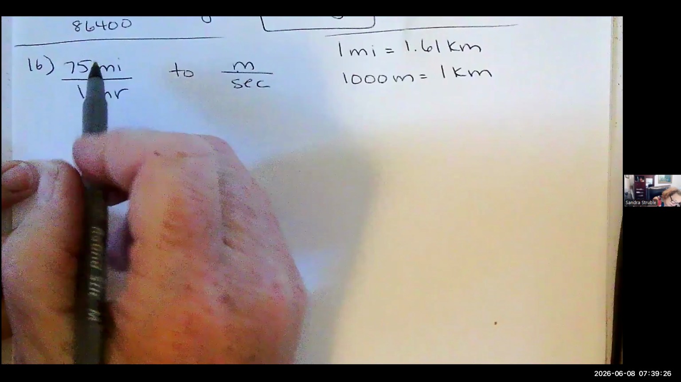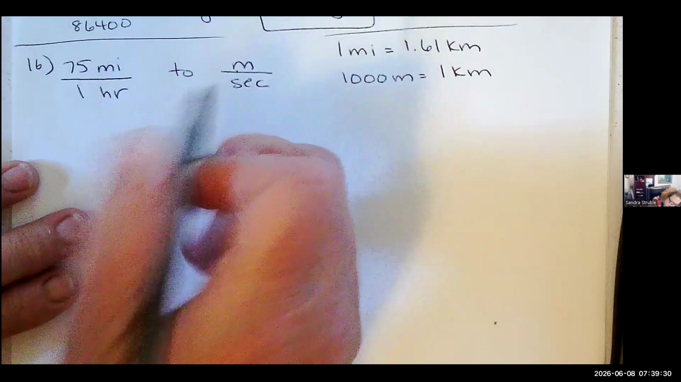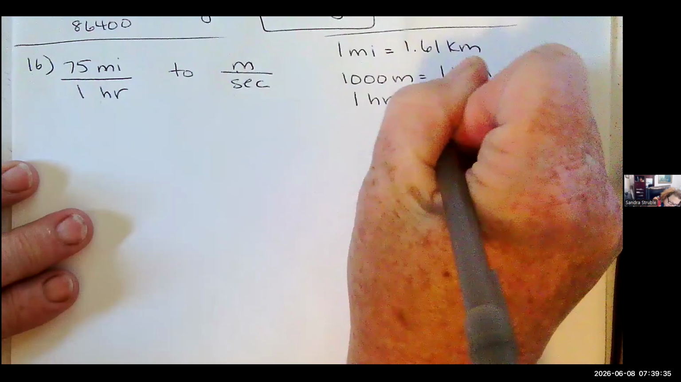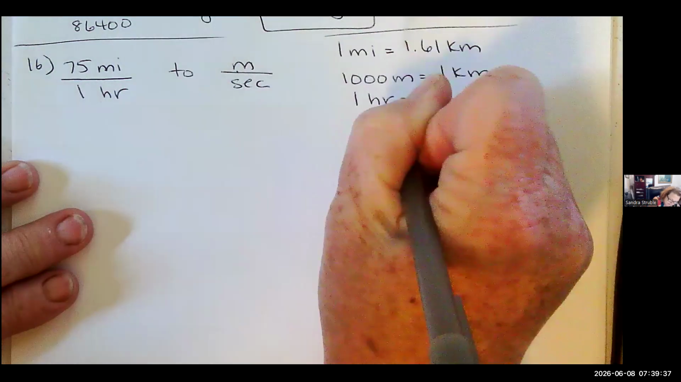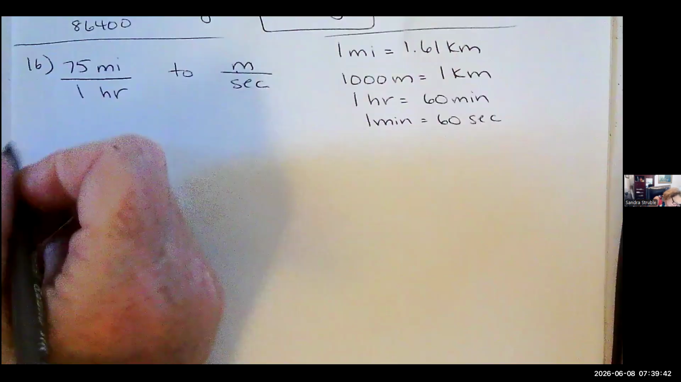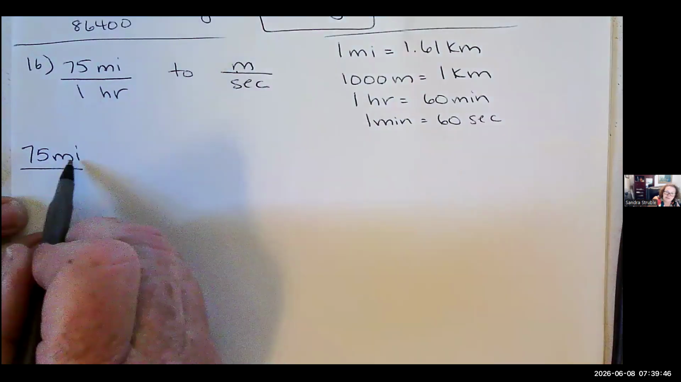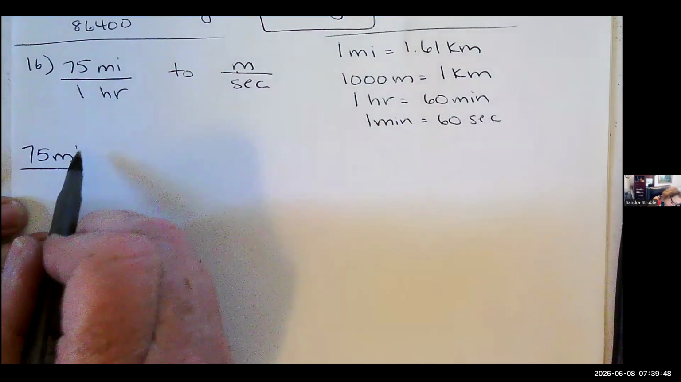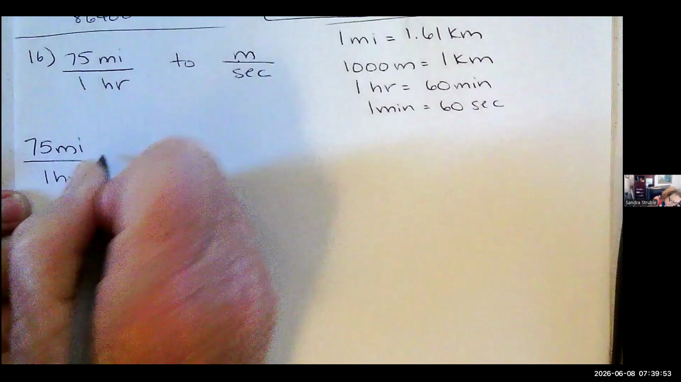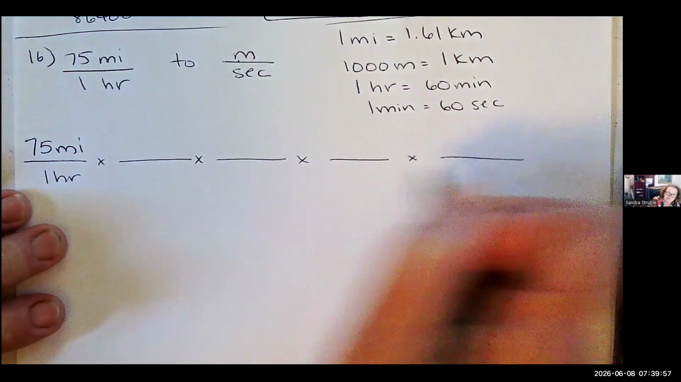Now I need conversions for hours to seconds. 1 hour is 60 minutes. 1 minute is 60 seconds. So I've got 4 conversions I'm going to be doing. Remember, use MI for miles, not M. M means meters. 1, 2, 3, 4.